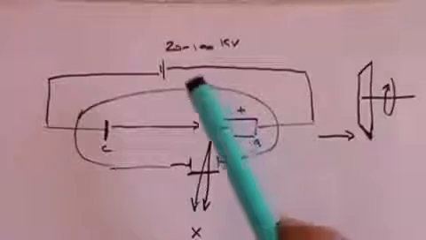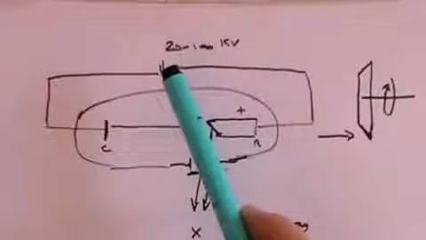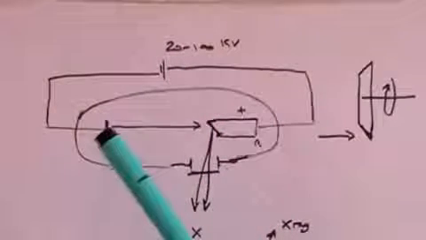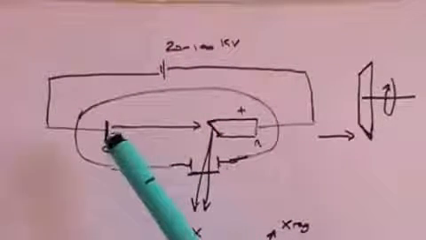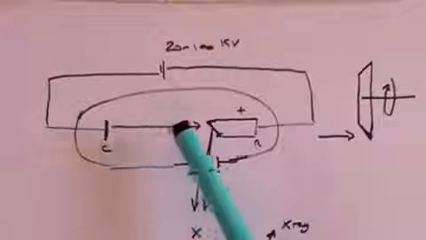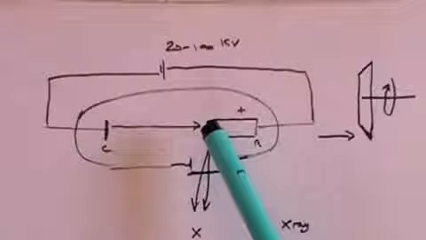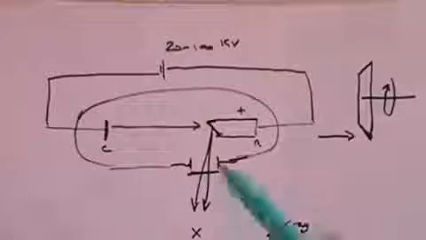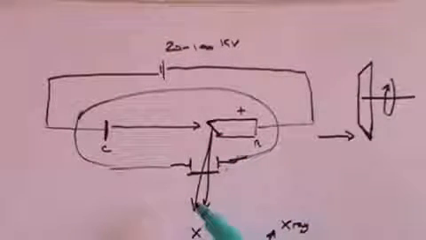There's a further option here. You can increase the voltage. If you increase the voltage, that means you will increase the energy of the electrons which are hitting the tungsten anode, and consequently you will have higher energy X-rays coming out.